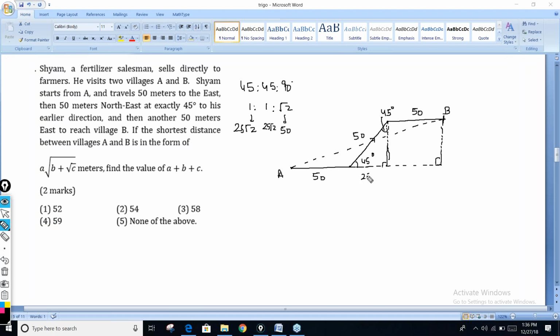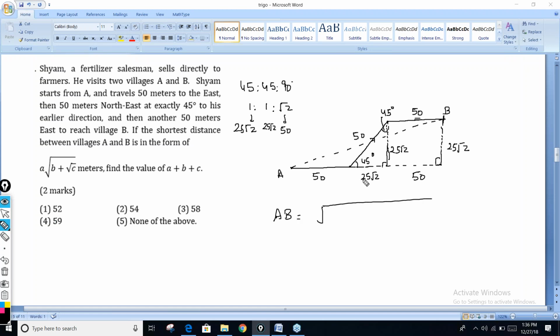So this is 25 root 2 and this side is also 25 root 2. Both the sides are equal heights. And if this is 50, this is also 50. This becomes a rectangle. So now we have the length of this side, we have the length of this side, we need to find out the length of AB. So what is the length of AB?